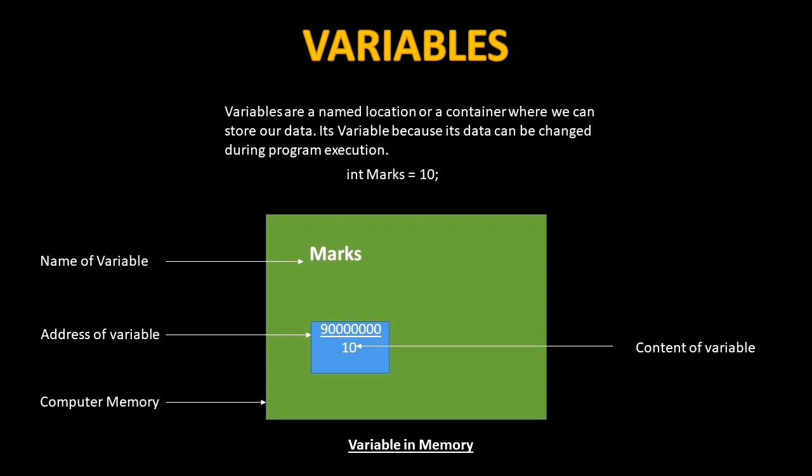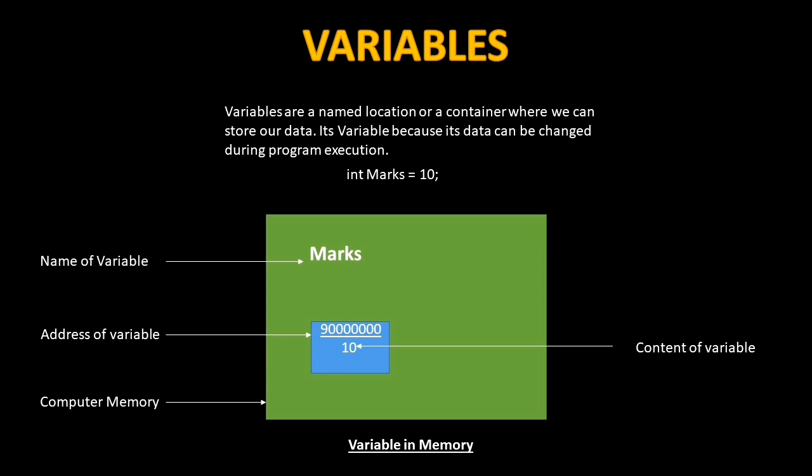If you have any difficulty with what data types are, you can check our previous video about data types in C++. I've already given the link in the description, so you can check it once. Now let's see this example in memory. Our variable will look like this in memory, as we can see in this diagram. Marks is the name of our variable and 10 is the value stored in it.